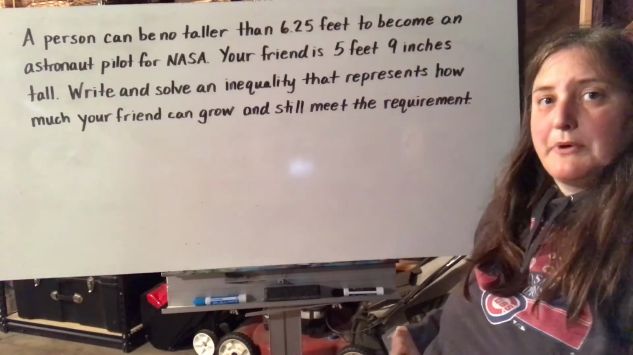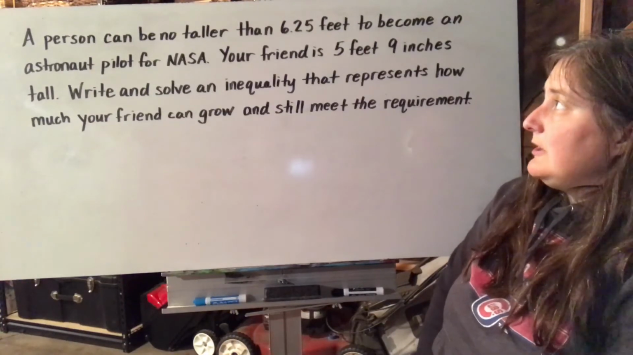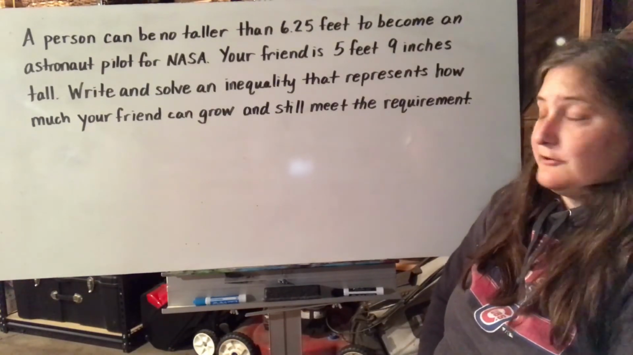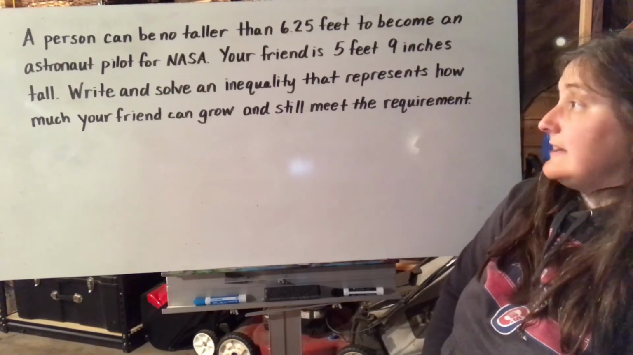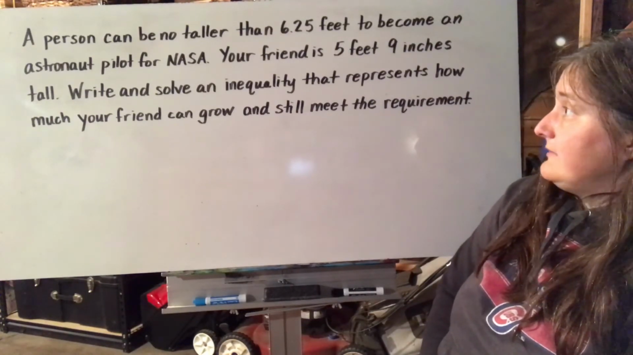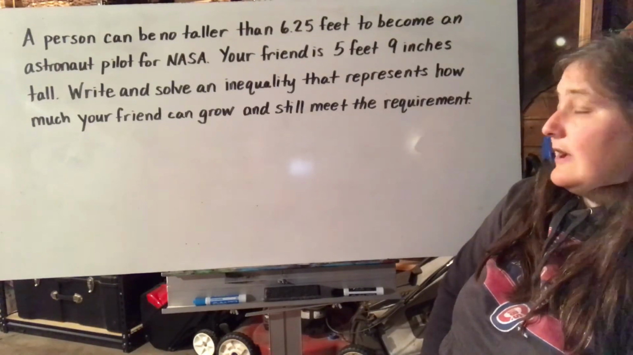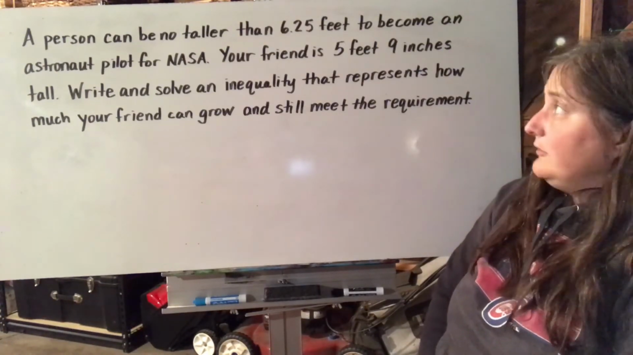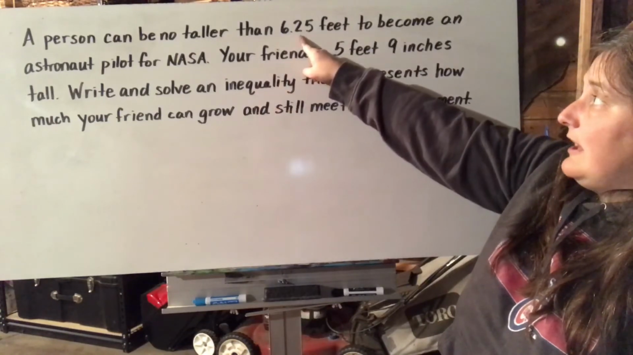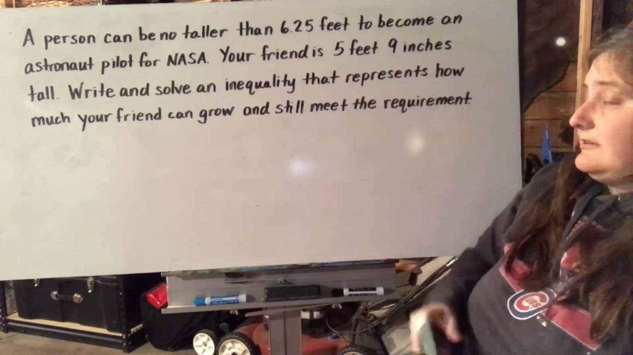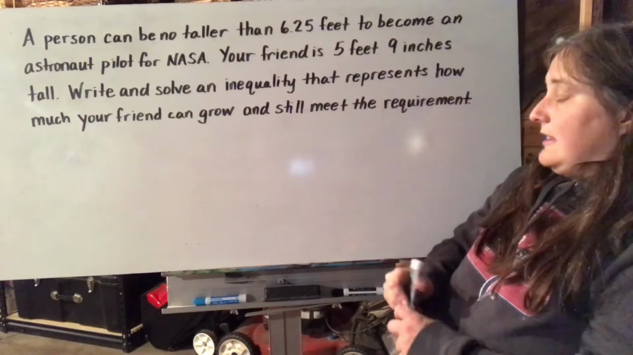So let's look at a word problem here. A person can be no taller than 6.25 feet to become an astronaut pilot for NASA. Your friend is 5 feet 9 inches tall. Write and solve an inequality that represents how much your friend can grow and still meet the requirement. So first of all, I noticed that this height is given in decimal form, and this one is given in feet and inches. So let's convert this one to a decimal.